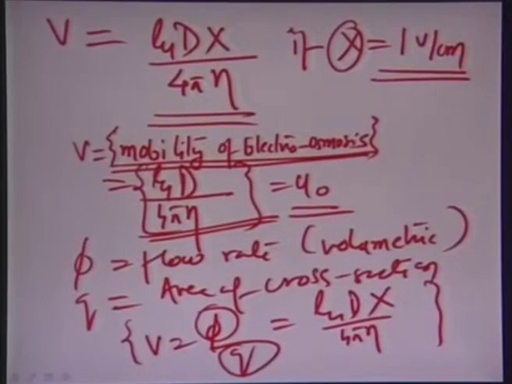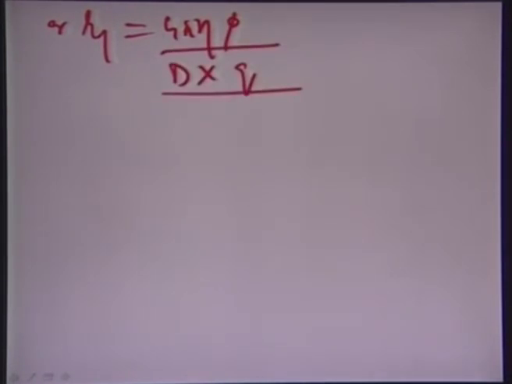So this is how you can represent, in terms of flow rate and area of cross section in any microcapillary, the relationship between the mobility and the flow rate and area of cross section. Okay, so we can further change this equation to gauge the zeta potential, zeta, as 4 pi eta phi by DX times q. Okay, so these are all measurable quantities except this X here, which I would just be changing in a little bit. And zeta essentially can be found out from this equation for any surface in combination with any liquid.